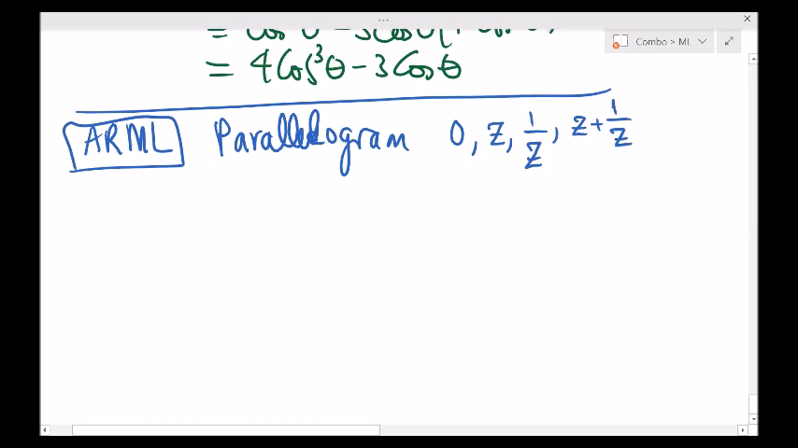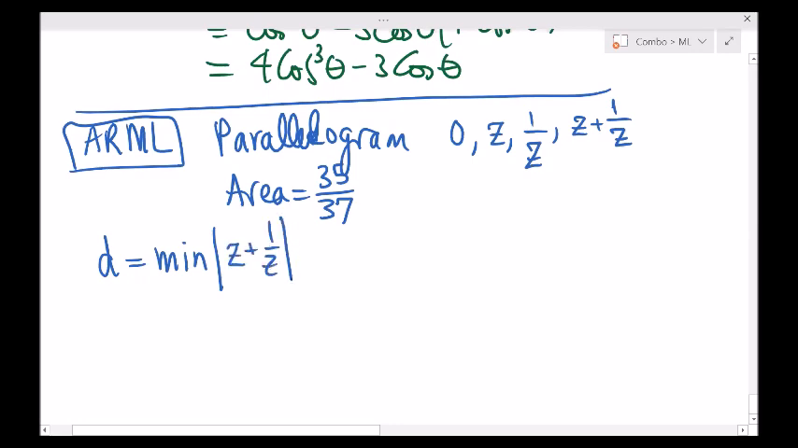The question says the following: this parallelogram has an area equal to 35 over 37. And then the question is, find the smallest value of the following. D is the minimum value for the absolute value of Z over Z plus 1 over Z.